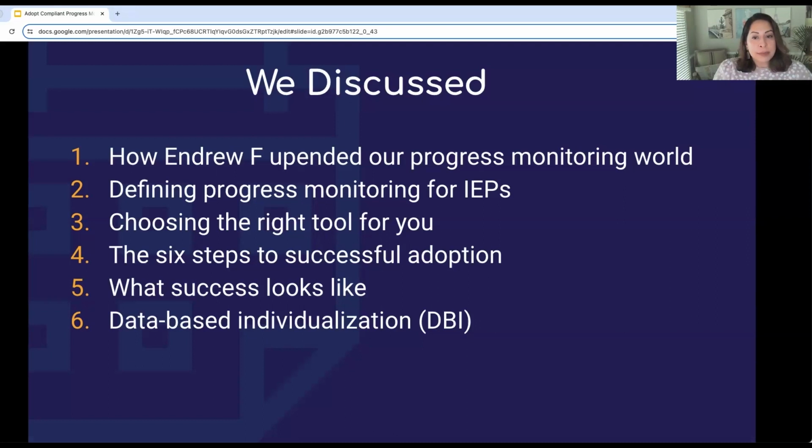We dove into 6 steps for adopting a compliant tool and briefly touched on success at each of those steps. And each of those steps leads you to the end goal. You know you've successfully adopted progress monitoring when you are successfully implementing DBI.